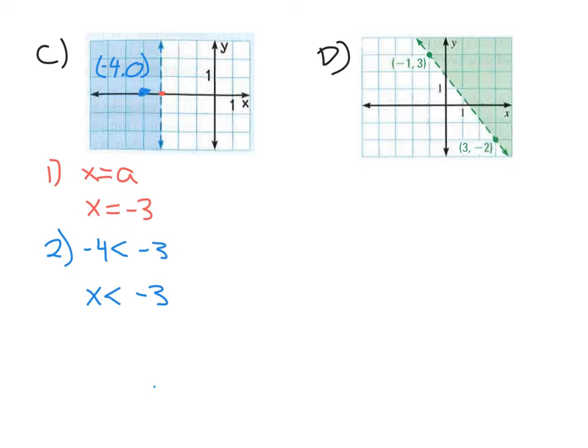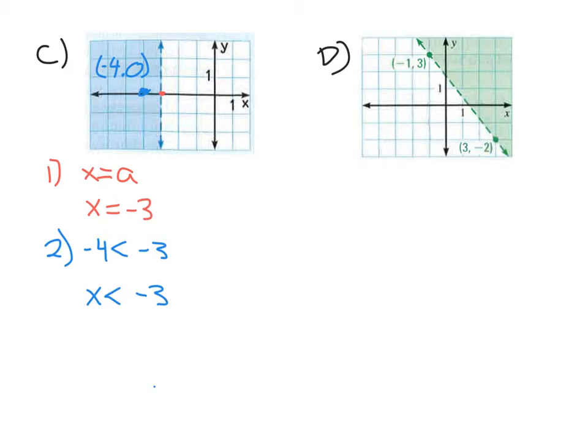And if we look at our graph, that makes a lot of sense, right? All of these x values are less than -3. And the reason here we're not going to have less than or equal to is because we have a dashed line. Remember, that means that none of these points on the line, including -3 right here, are solutions. So the only solutions are the values that are less than -3.